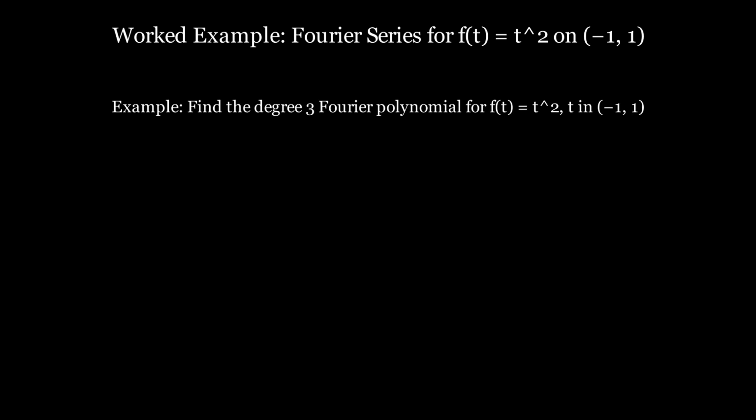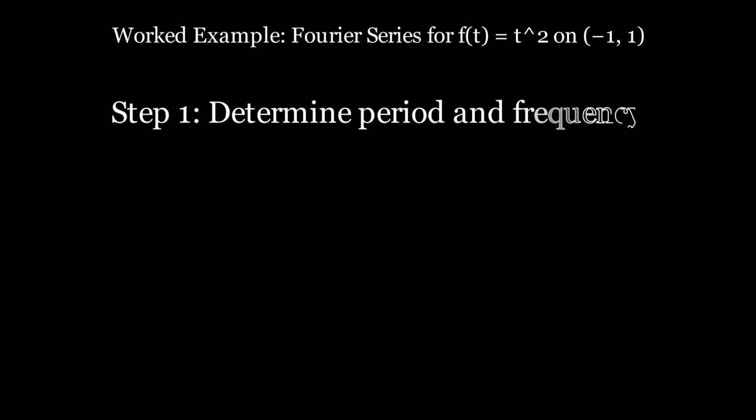Here, T equals 2, and omega naught, the fundamental frequency, is pi. Next, we calculate the average value a0 using the formula for Fourier coefficients. Integrating t squared from -1 to 1 gives 2/3, and dividing by 2 yields a naught equals 1/3.